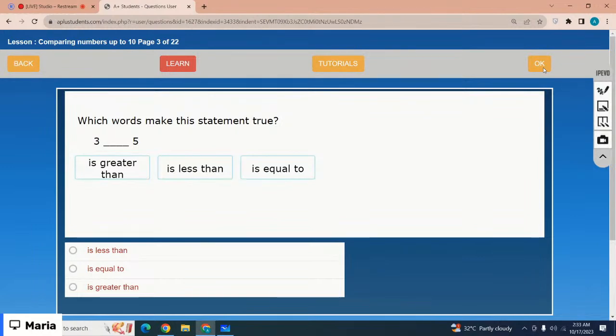Which words make the statement true? 3 and 5. Which is the correct option? When you are counting, 3 comes before 5, isn't it? Yes, that means 3 is less than 5. The correct option is 3 is less than 5.